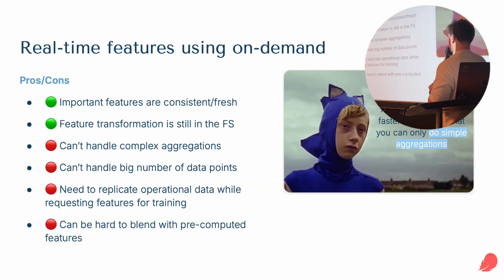So what feature stores support this? Oh, sorry. Let's talk about the pros and cons first. So the pros, of course: the feature transformation is still in the feature store. The important features are consistent and fresh. But you can't handle a lot of data points; you can't just provide thousands of data points, it doesn't make sense in this case. Also, you probably can't handle complex aggregations, and sometimes it's really hard to blend those features with the ones computed from batch and streaming feature views.